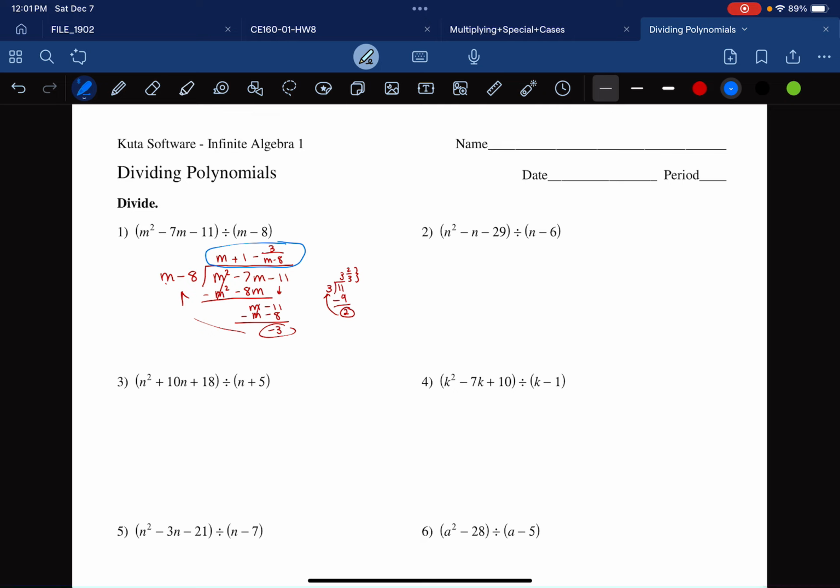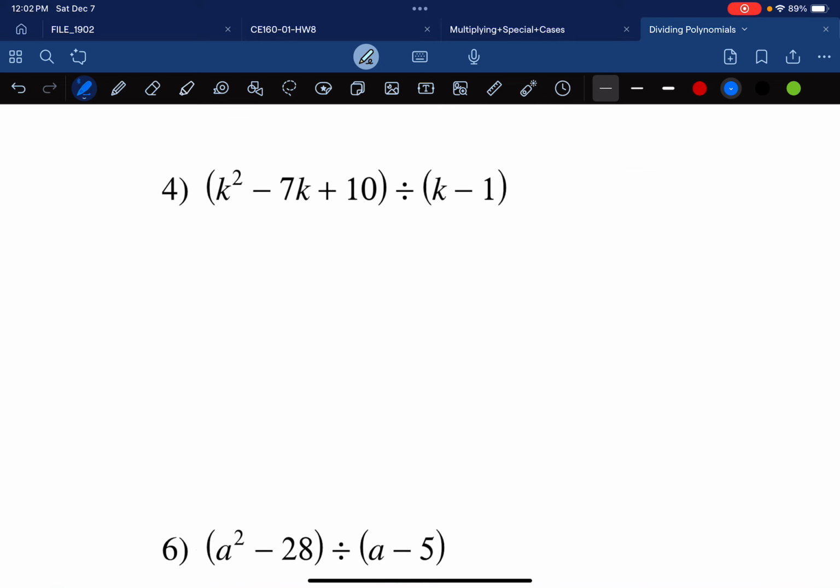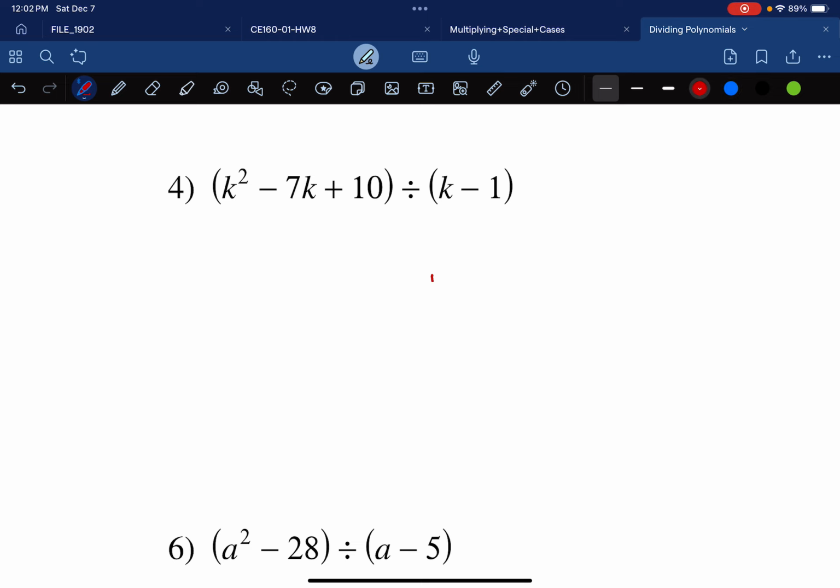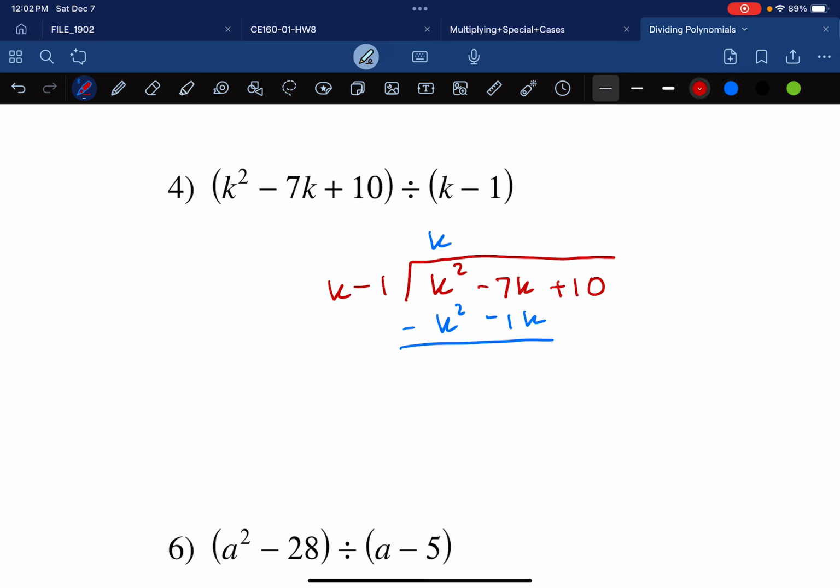Okay, let's do number 4. We have k squared minus 7k plus 10 divided by k minus 1. So how many times does k go into k squared? We know it goes in a k. K times k is going to give us k squared. K times negative 1 is going to give us negative 1k. When we subtract that, these are going to cancel out, and we're going to get negative 6k. I'm going to drop this. We're going to get plus 10.